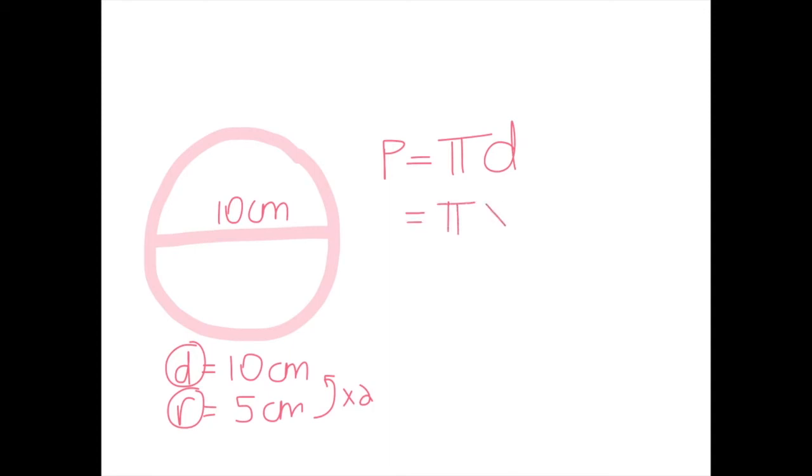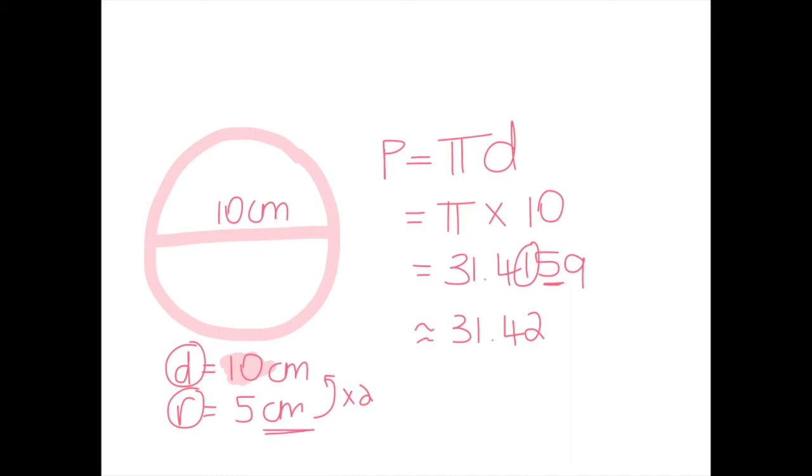So pi times my diameter, which is 10. On my calculator, pi times 10 equals 31.4159. Again, I only wanted 2 decimal places, so I'm going to go 31.415 is 5 or higher, so this one is going to round up to 2. 31.42, I'm using centimeters. So that is how to find the perimeter of the entire circle using the diameter if you're given that. Both are correct. Whichever is easiest for you, go with that.